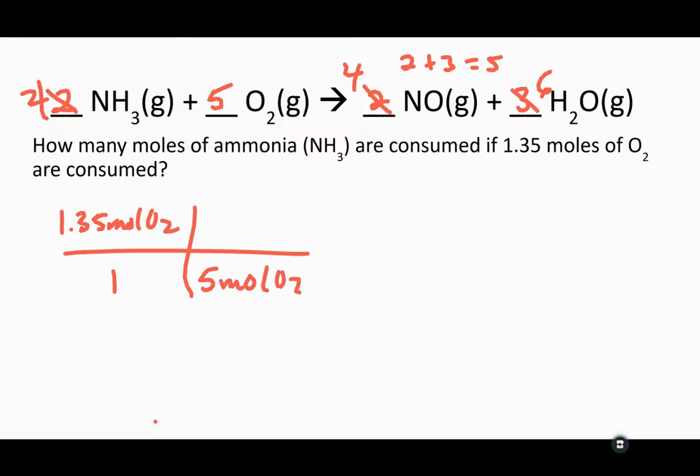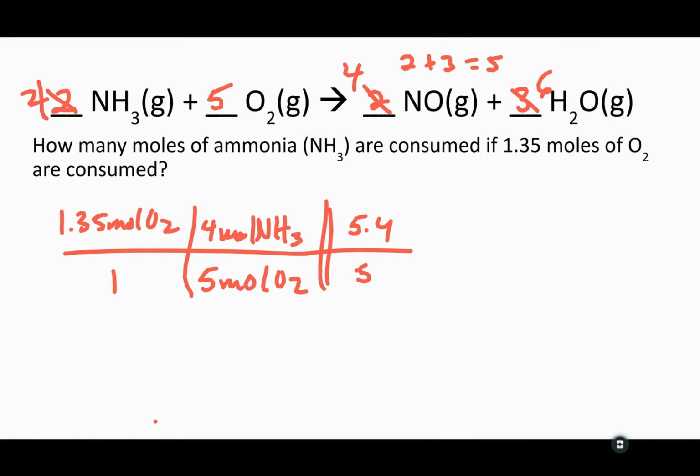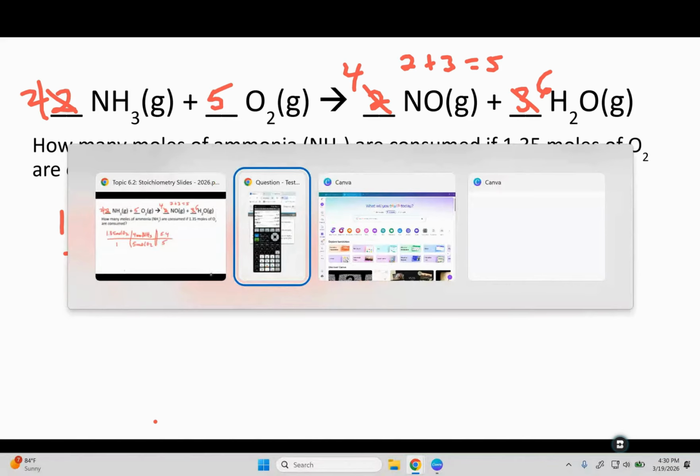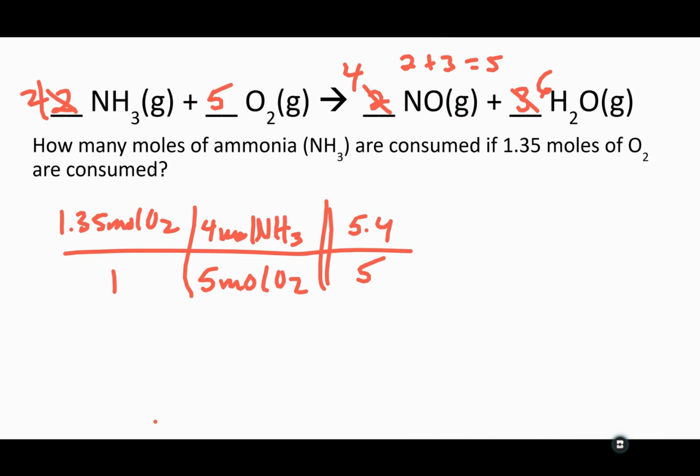Five moles of O2 on the bottom. On the top will be 4 moles of NH3. So 1.35 times 4, 5.4 divided by 5, 1.08. Luckily, that's 3 sig figs, so 1.08 moles of NH3.